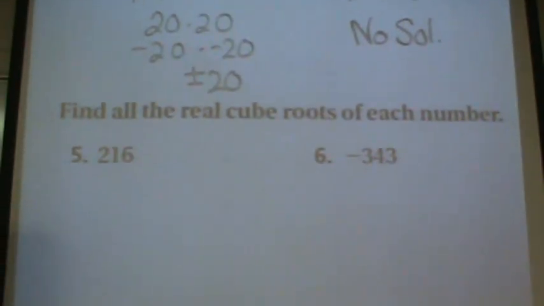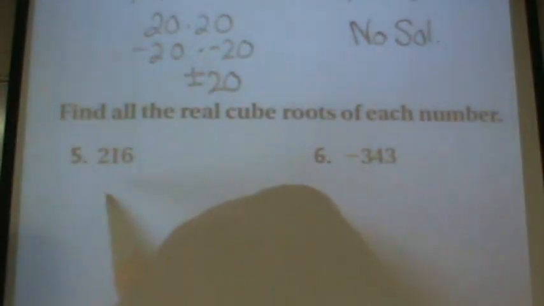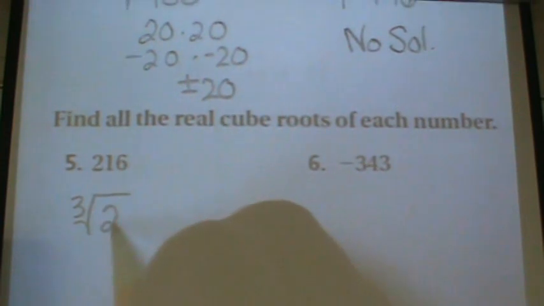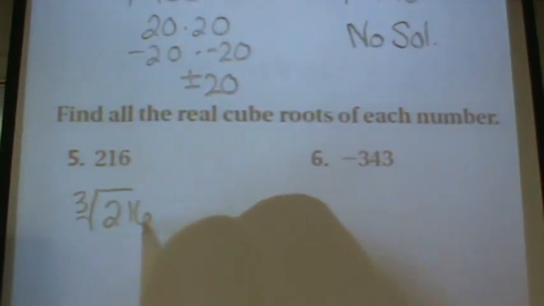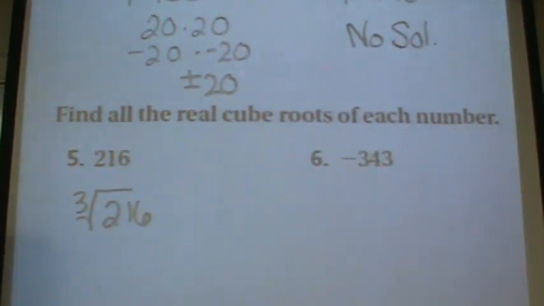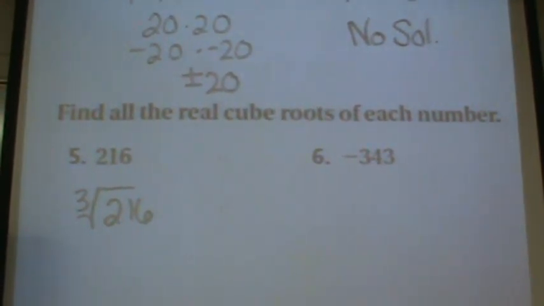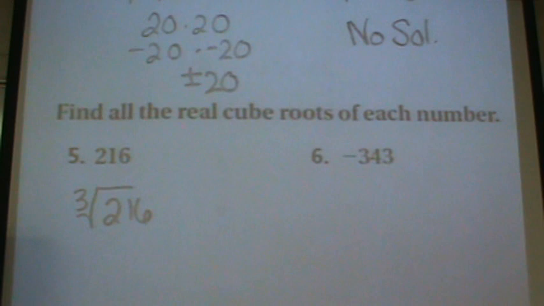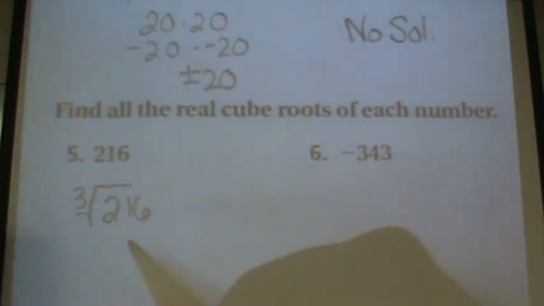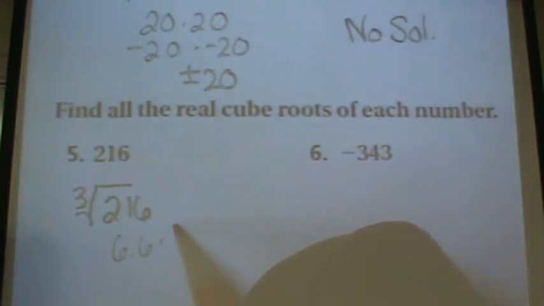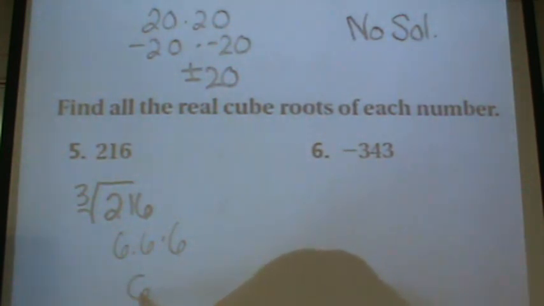The next one's find the real cube root of each number. So we're looking for the cube root of 216. What 3 numbers multiply to give you 216? And that would be 6. 6 times 6 times 6 is 216.